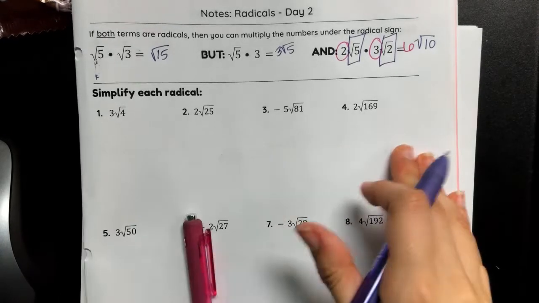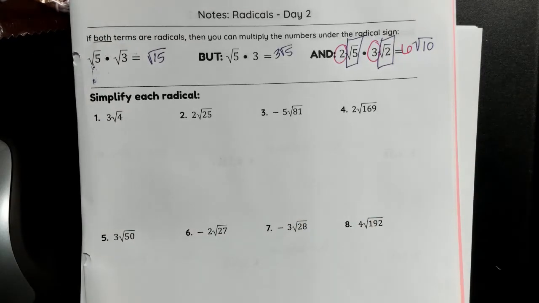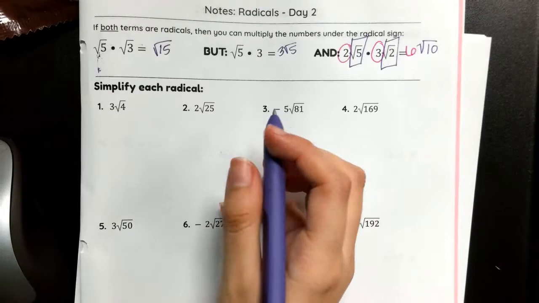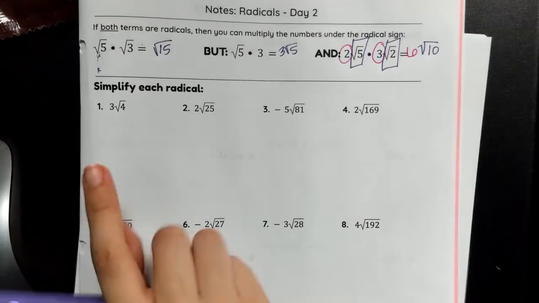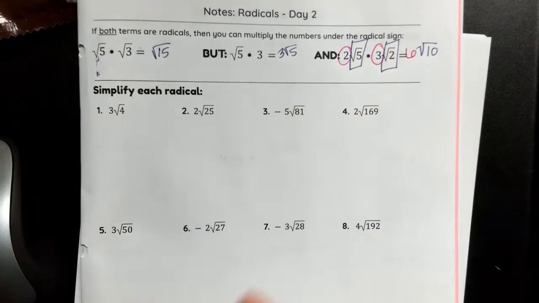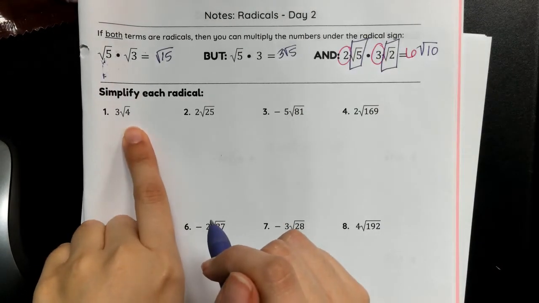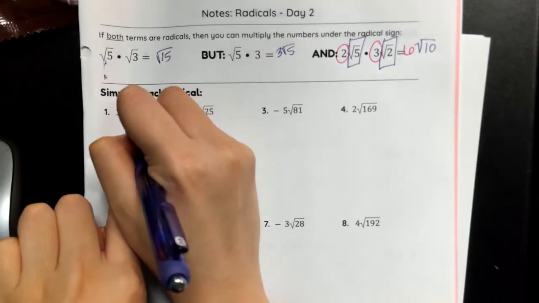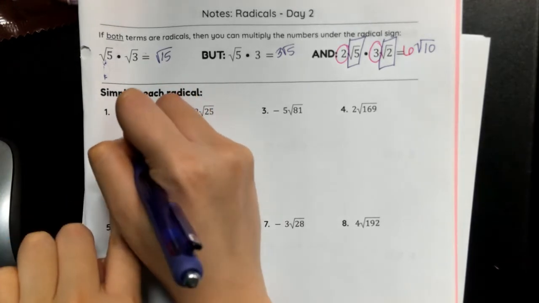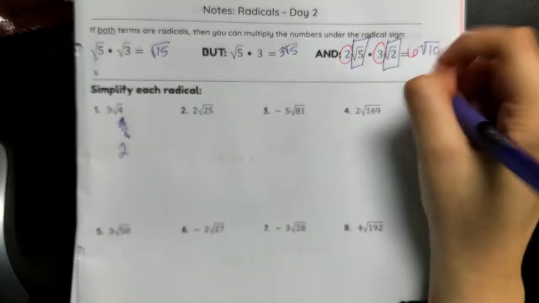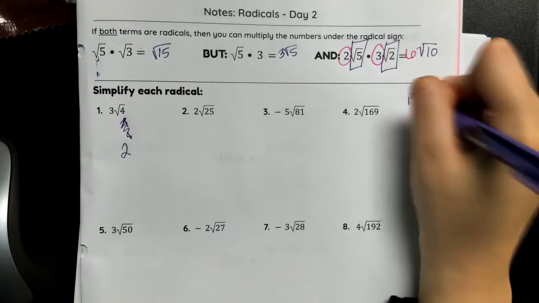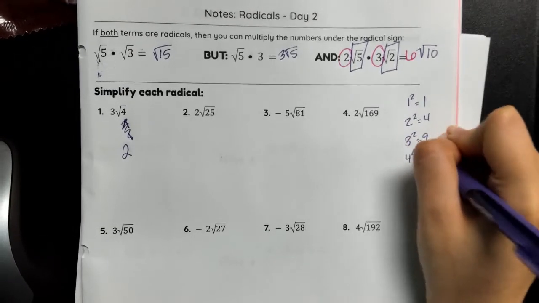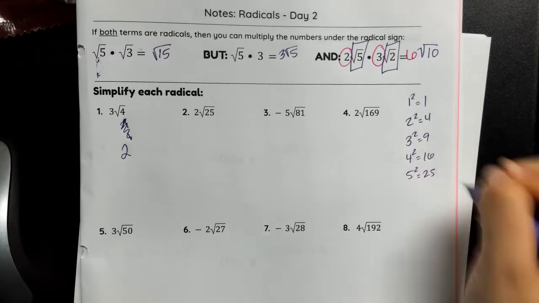So here we have some example problems. We look at the first one, which says 3 square root of 4. We have to simplify this radical. Now, this is also what we learned last class. You might notice there's nothing being multiplied, but we can simplify this radical on the inside. You know that square root 4 is really 2. If you don't remember your perfect squares, 1 squared is 1, 2 squared is 4, 3 squared is 9, 4 squared is 16, and so on and so forth.